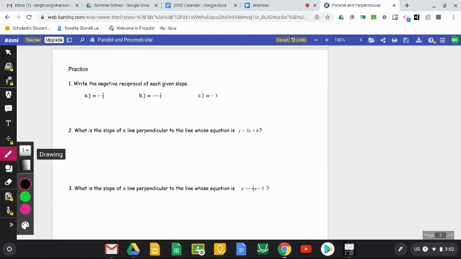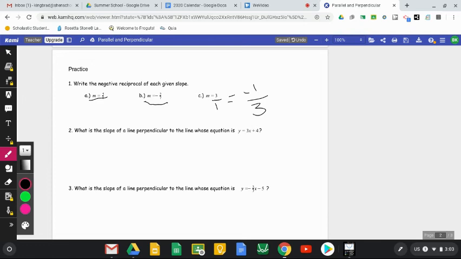Practice. Write the negative reciprocal of each given slope. So what's the negative reciprocal of A? What's the negative reciprocal of B? I'm going to do C. Because on C, there's really a 3 over 1 here. So if I flip and negate it, which is negative reciprocal, I get -1/3.